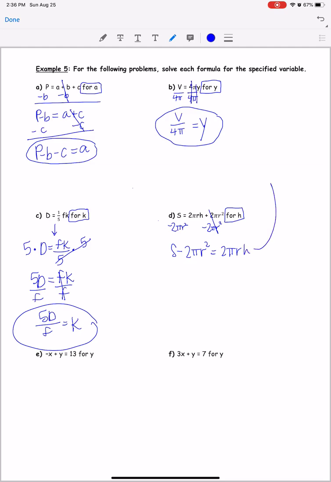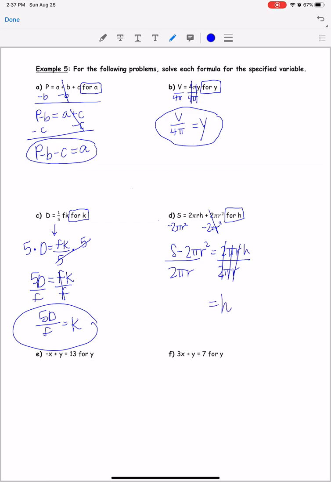Okay, now this is kind of like this problem right here. What is going on between my 2, my pi, my R, and my H? Those are all being multiplied. So the opposite of multiplication is division. Because I'm wanting to solve this for H, we're going to divide everything over besides that H. So I'm dividing over a 2 pi R and dividing over here a 2 pi R. My 2's cancel, my pi's cancel, my R's cancel, and I'm left with H.